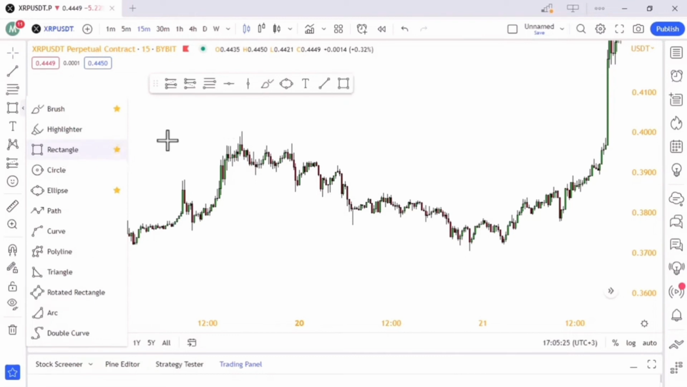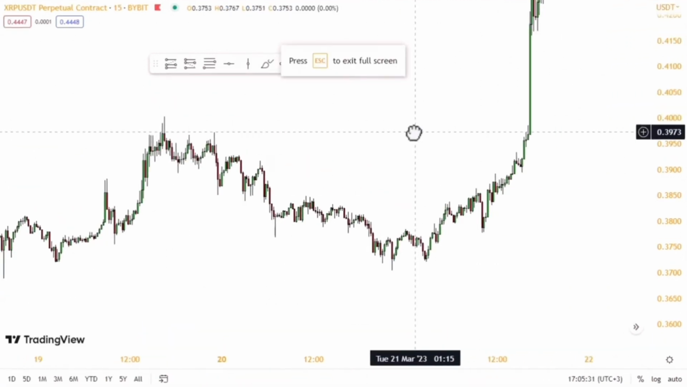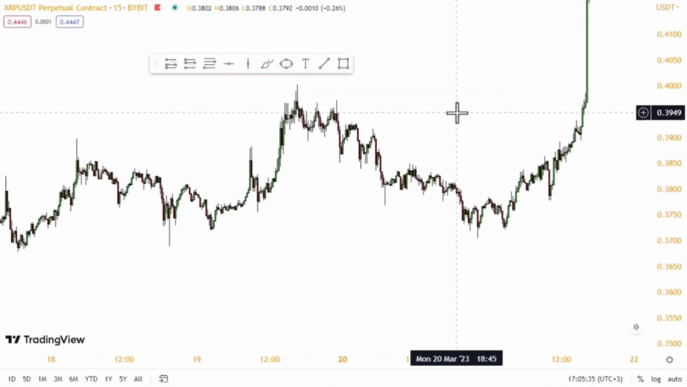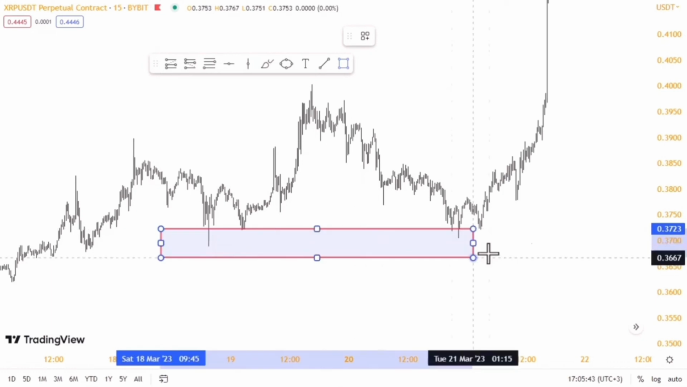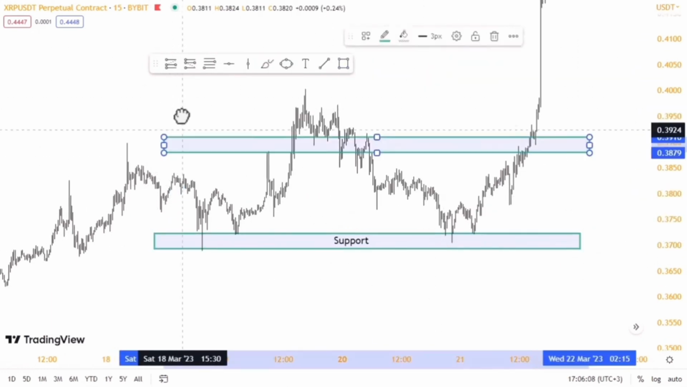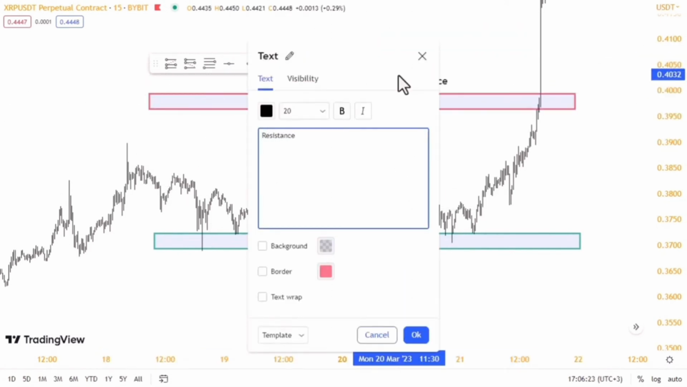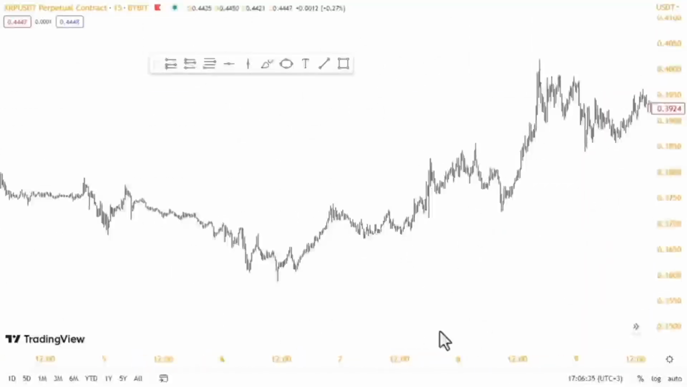How can we find them? As we talked about previously, we have to find the areas that the price had reactions to over time. So here you can see that the price bounced off to the upside. We can mark this area as a really strong and good support level. And then we can mark this area as the resistance level, as easy as that. Let's do the same for somewhere else in the market.